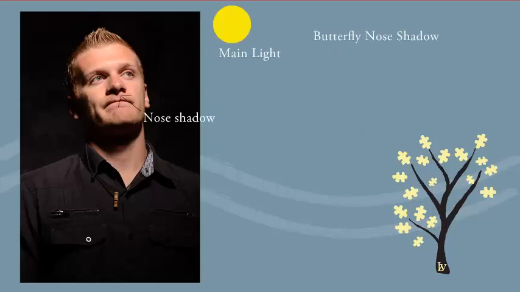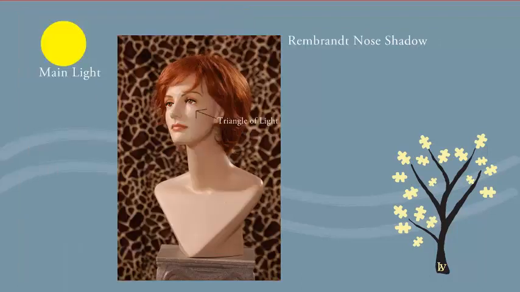A butterfly nose shadow is directly under the nose, which is created by the light being above and slightly in front of the nose, which creates the direction of the shadow below the nose. You must be careful in creating this nose shadow so it does not fall into the smile of the model.